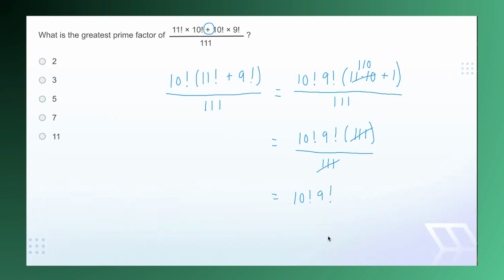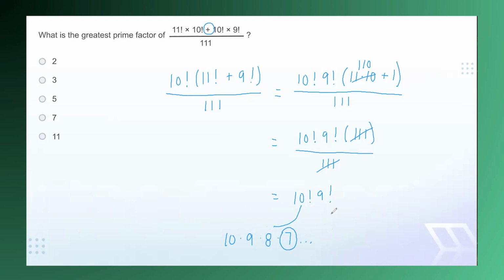Okay, so what is the greatest prime factor of 10 factorial times 9 factorial? Well, we can create a ton of different factors by multiplying different combinations of the integers that make up 10 factorial and 9 factorial, but those will all be composite. Prime factors have to be one of the consecutive integers already in the factorials. So looking at 10 factorial, we have 10, not prime, times 9, not prime, times 8, not prime, times 7. That is prime. So 7 is going to be the greatest prime factor of 10 factorial.